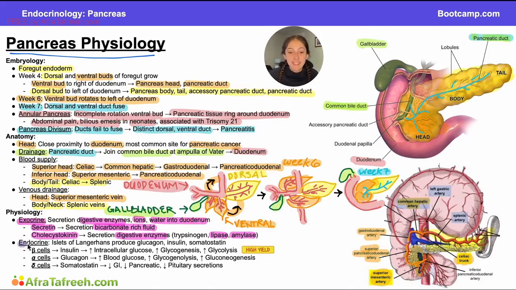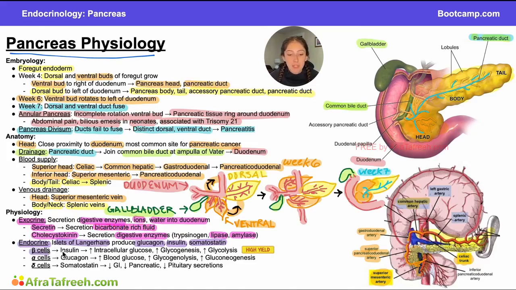And then that brings us to the endocrine function of the pancreas. And the endocrine function of the pancreas is primarily carried out by these islets of Langerhans. And these islets of Langerhans are going to be producing glucagon, insulin, and somatostatin, which are three very important hormones for regulating metabolism as well as digestion in the body. And for the purposes of step one, it is going to be important to remember not only what the job of each of these hormones is, but also which cells secrete them.